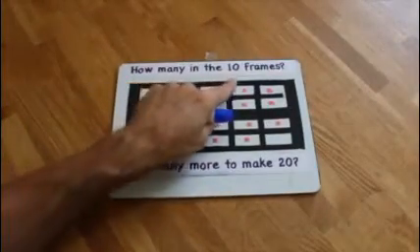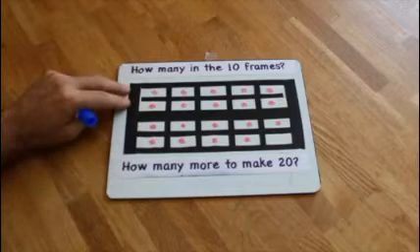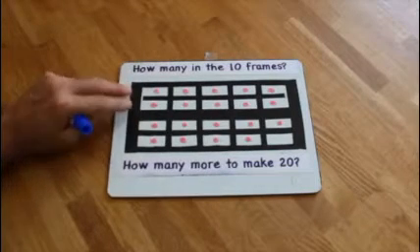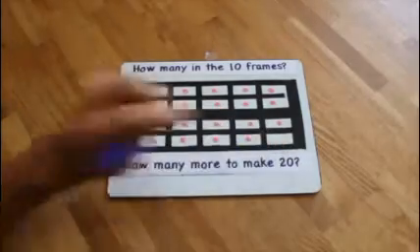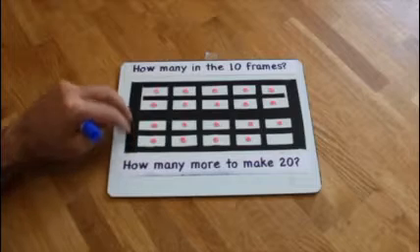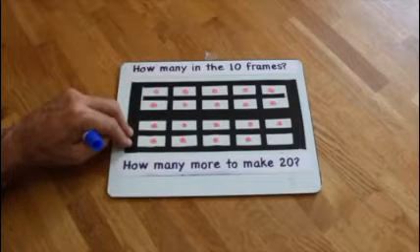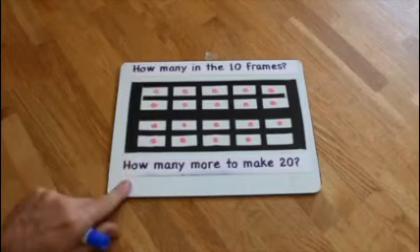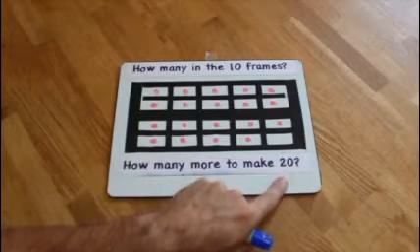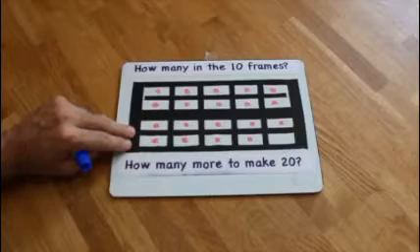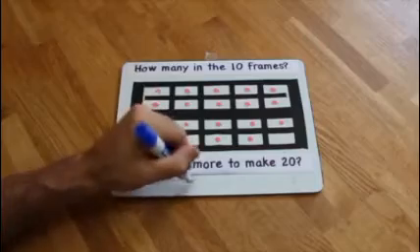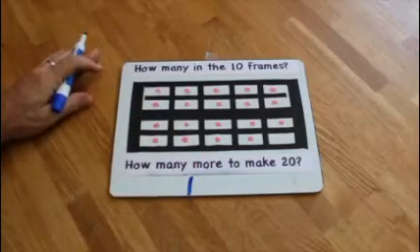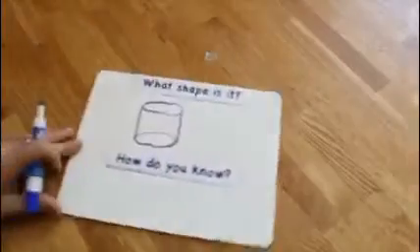How many in the 10 frames? We got 2 10 frames here. Top one's full, that's 10. Bottom one's almost full. It's not 10 though, but if it's one less than 10, that makes it 9. So 10 and 9 is 19. How many more to make 20? Remember, 20 is 2 10s. So we have to have it all filled up. So we just need 1 more. Straight line down, 1 is fun. That's the way to write a 1.